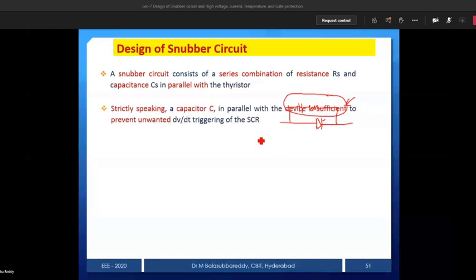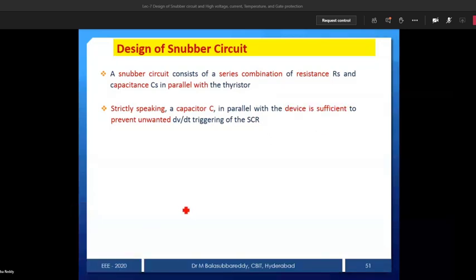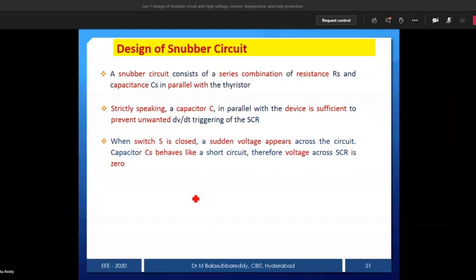Now we'll see how it operates. Strictly speaking, only a capacitor is sufficient, as I mentioned earlier. Only one capacitor is sufficient to control the dv by dt triggering. When the switch is closed, suddenly voltage appears across the circuit. If a sudden voltage appears across the capacitor, the capacitor will act as a short circuit. Therefore, the voltage across the SCR is 0. Exactly the same I showed in the previous diagram.